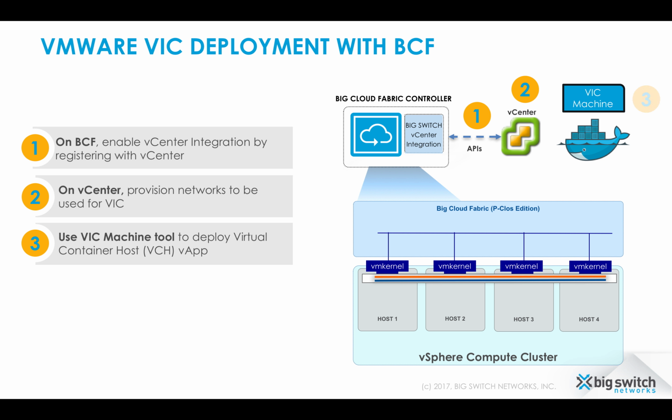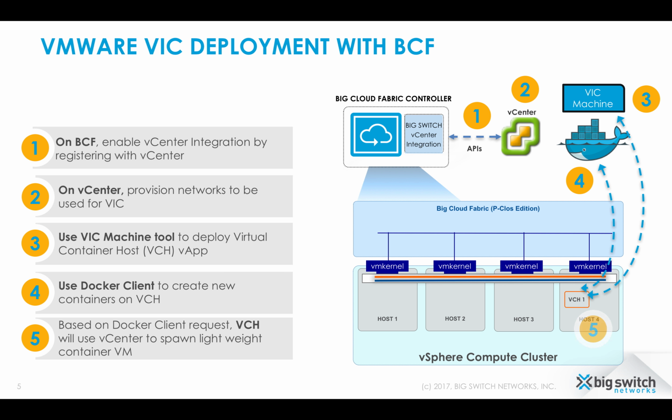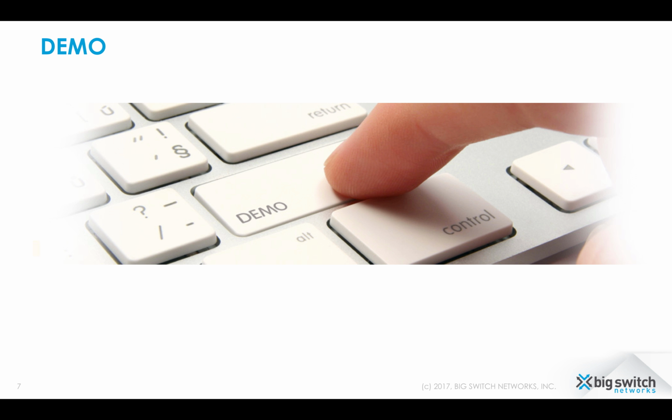In step 3, we use the VIC machine tool provided by VMware to deploy the Virtual Container Host vApp. Virtual Container Host, or VCH, will act as an API endpoint to Docker runtime. Next, we will use Docker Client to create new containers on the VCH. As soon as VCH gets that request, it will use vCenter and VMware Instant Clone technology to spawn lightweight VMs corresponding to containers.